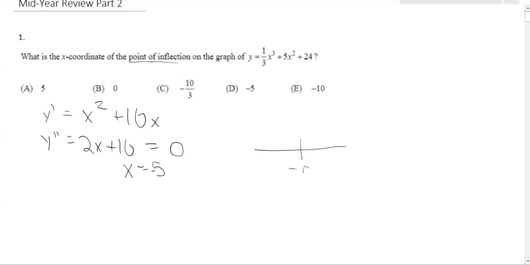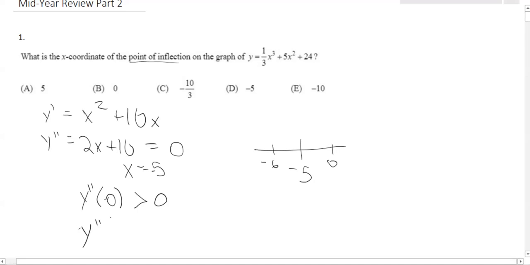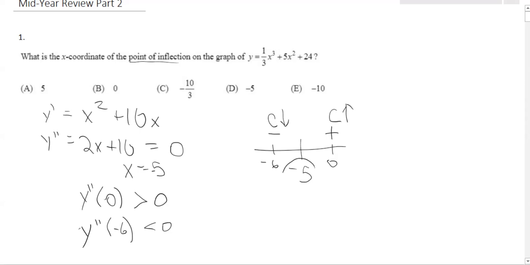So if we make our sign chart, -5 here, test a value on either side. Let's go -6 and 0. When the second derivative is evaluated at 0, you would get 10, which is greater than 0. And when it is evaluated at -6, you would get -2, which is less than 0. So it goes from concave down to concave up, which is a change in concavity at -5. So our solution there would be choice D.